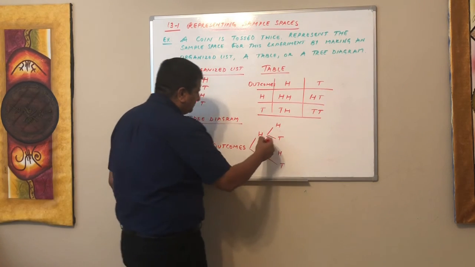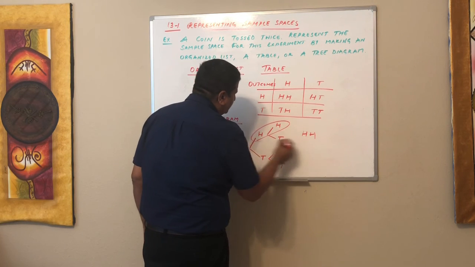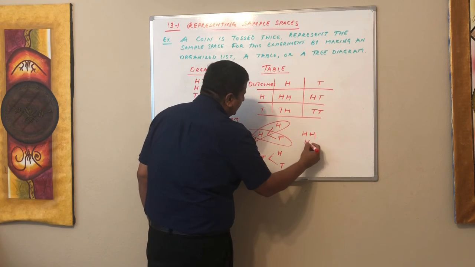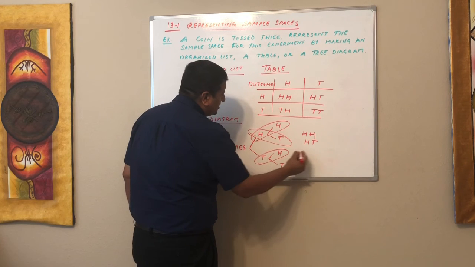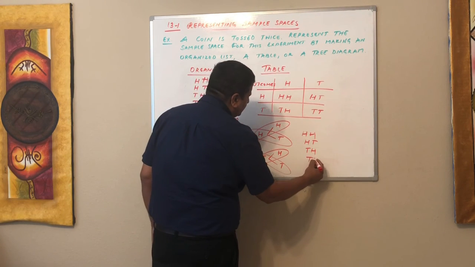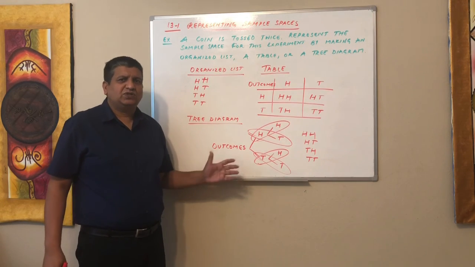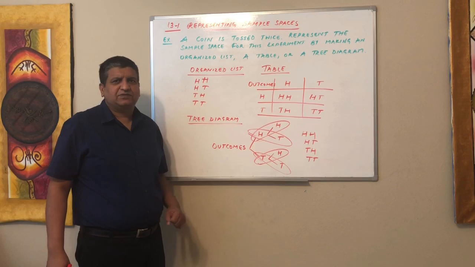And so one possibility is heads and heads, or heads and tails, or tails and heads, or tails and tails. That's how you represent the sample space, which is actually the list of all possible outcomes.